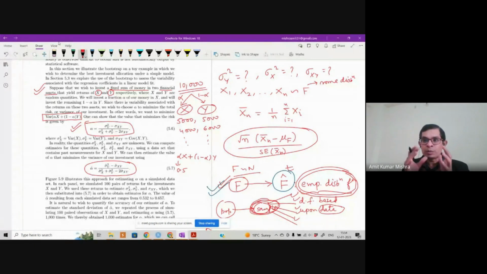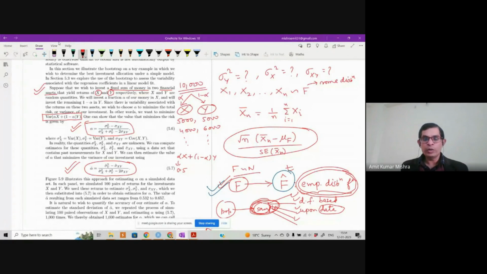That means what proportion you should invest into different financial assets. Of course, alpha hat will be the estimate of variance of y minus the estimate of the covariance of xy, and so on. So our aim is to find this alpha hat. Now, if you don't know anything about the population, you will not be able to find the distribution of this alpha hat.